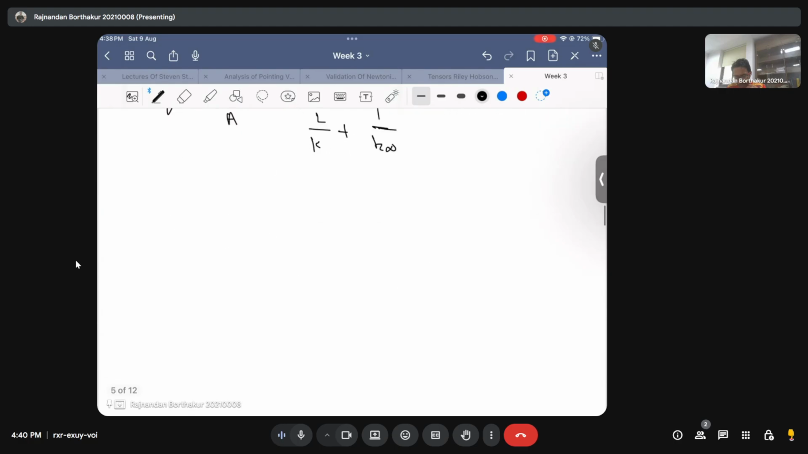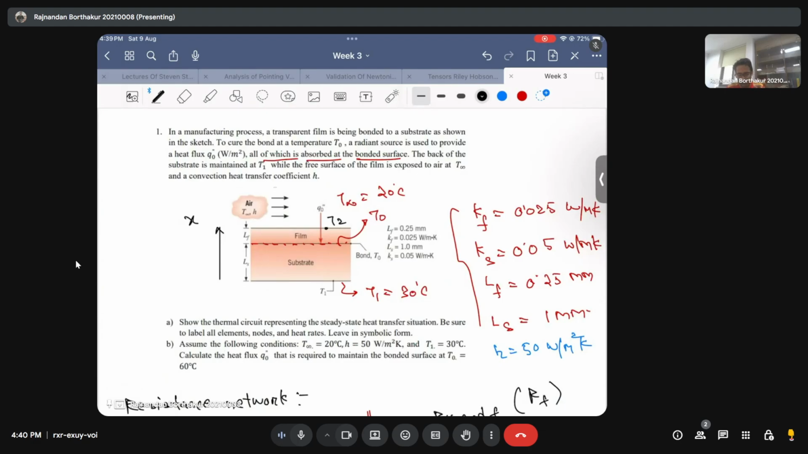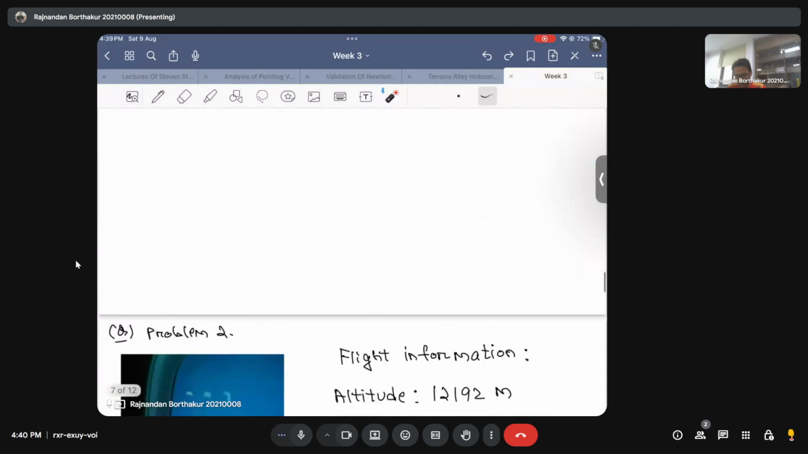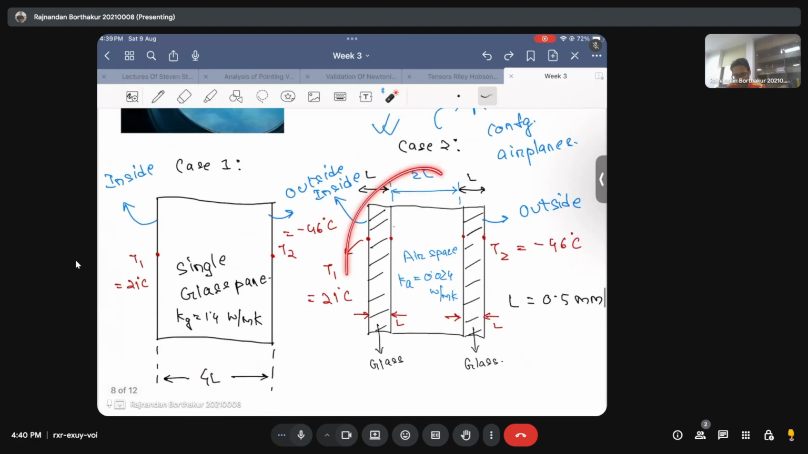Okay, and then we solved the problem where we used the fact of how we draw the resistance network, how we do the resistance analysis by first drawing the resistance network, and then using the energy balance principle, we calculated the heat that is required at this interface, just by using the simple energy balance and with the help of the resistance network, of course. And then we solved a realistic problem, and we looked into the case of why in airplanes, in aircraft, this kind of configuration in the windows is desirable, rather than using a single glass pane.